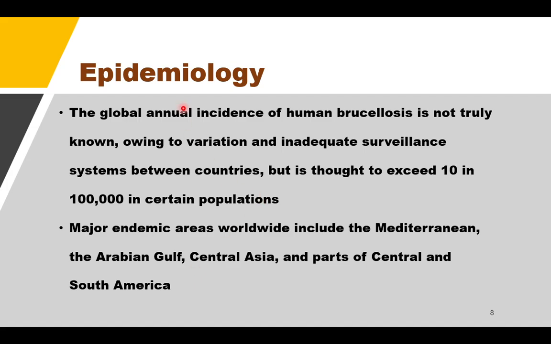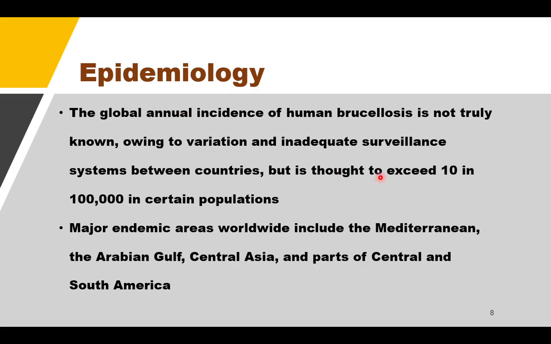Now, the global annual incidence is not well known, and that's due to variation and inadequate surveillance systems between countries. You find that the endemic countries for this livestock infection are the ones that have poor surveillance systems. Most of what we know is because of people who contracted infection in these endemic areas and then traveled back to their high-income countries. Then the diagnosis was made.